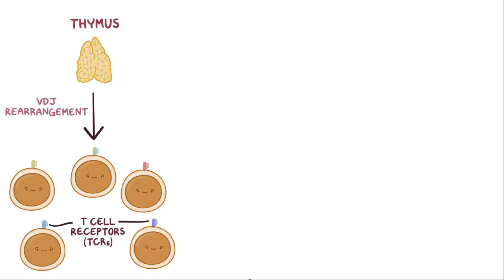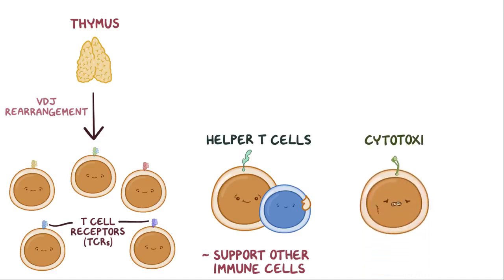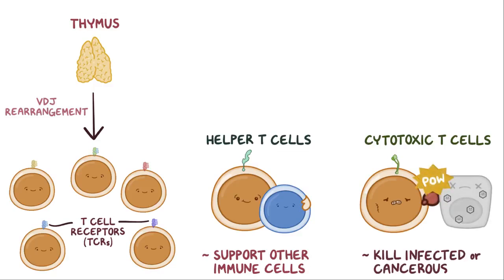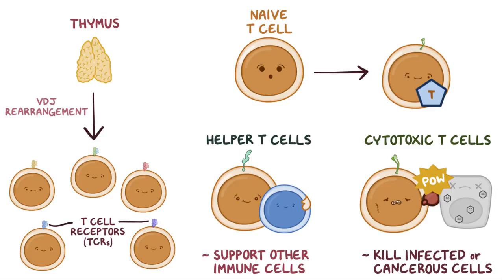There are two types of T cells, which are identified based on molecules they express on their surface. Helper T cells express CD4 on their surface, and their main function is to support other immune cells. Cytotoxic T cells express CD8 on their surface, and their main function is to kill infected or cancerous cells. A T cell starts out naive, and then it gets primed or activated, at which point it differentiates into an effector T cell and proliferates.